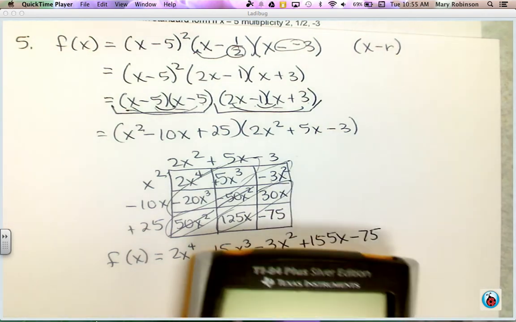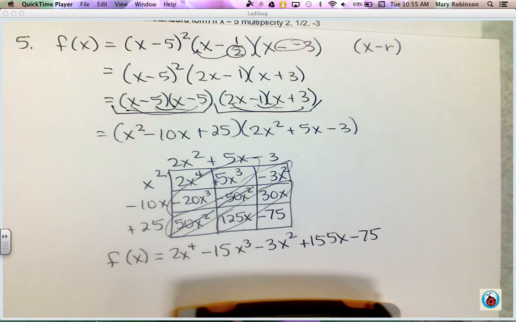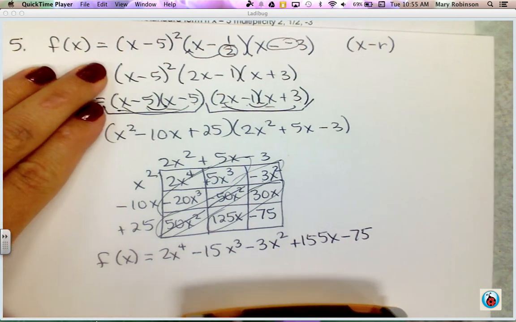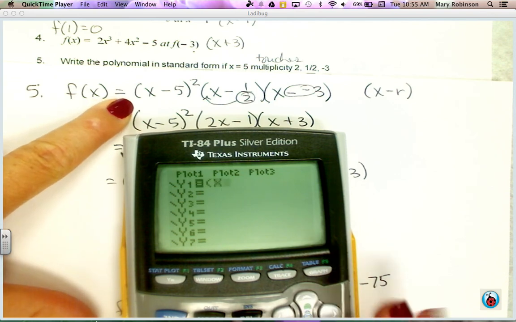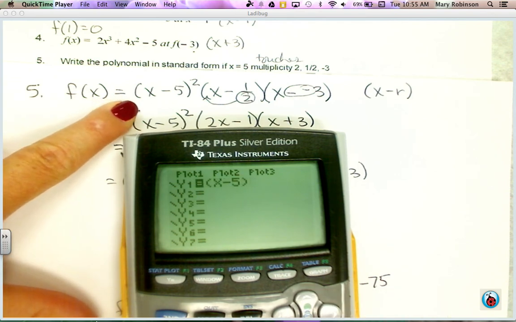Now, to check this work, I would definitely use the calculator. As we do with other things, we like to use y1 and y2 to check for equivalency. So I'm going to type in the factored form, x minus 5 quantity squared.